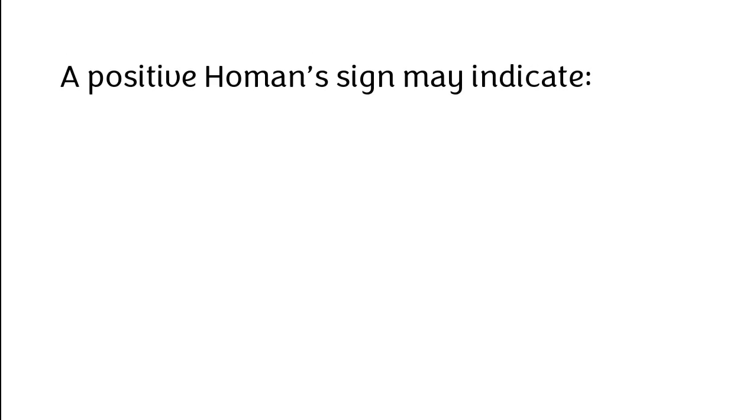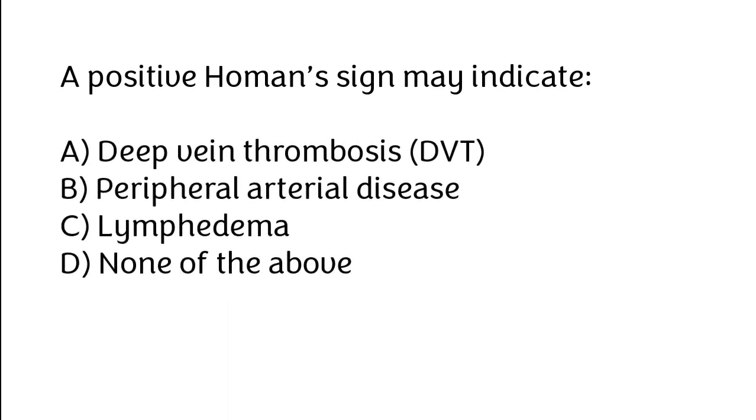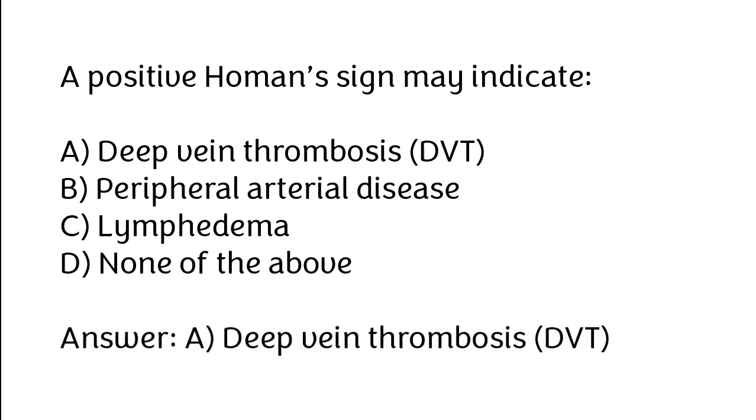A positive Homan sign may indicate deep vein thrombosis, peripheral arterial disease, lymphedema, none of the above. The correct answer is option A, deep vein thrombosis.